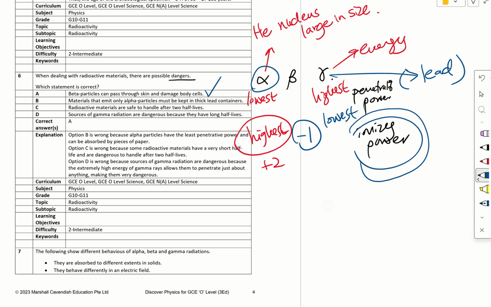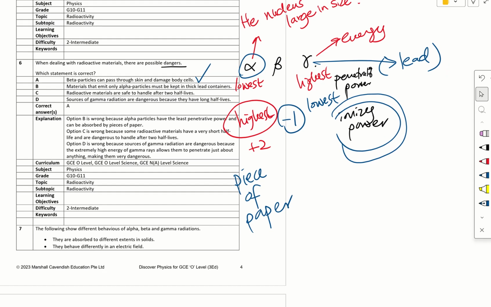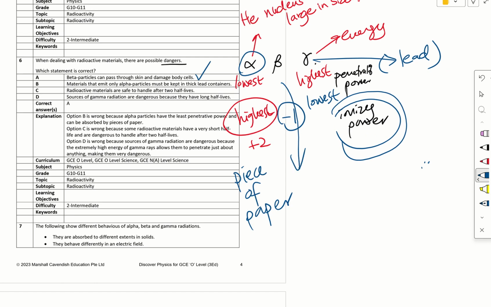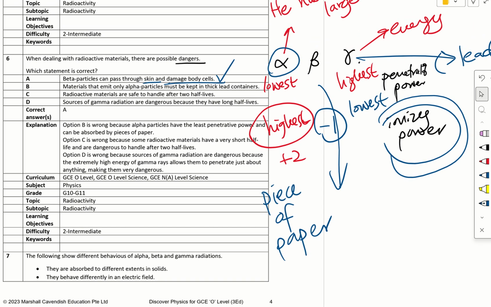For alpha, I can just block it with a piece of paper. For beta, because it has a higher penetrating power, it can pass through skin, and it can also damage body cells by ionization. Now option B: materials that emit only alpha particles must be kept in thick lead containers. Don't have to be, because it can just be blocked by pieces of paper. So B is not correct.